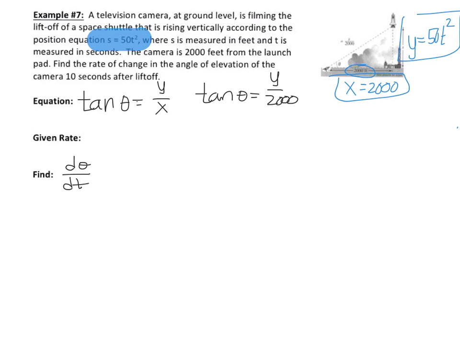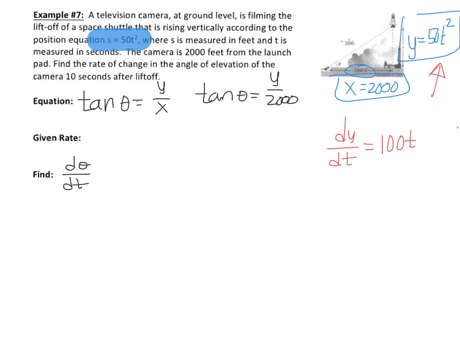Well, that brings us back to this little equation over here, that y is equal to 50t squared. So if I want to find dy dt, I just take the derivative with respect to t of 50t squared. And the derivative with respect to t of 50t squared is 100t.